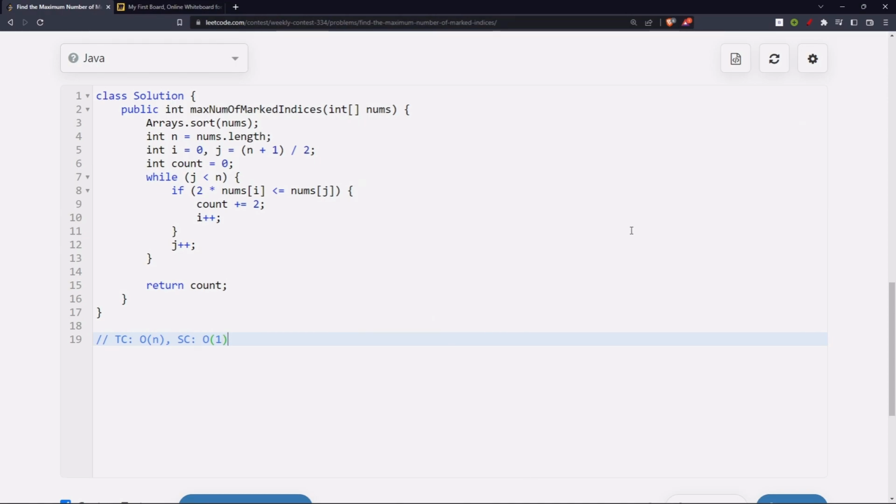So the main idea behind this approach is we are trying to form as many pairs as possible between the first half and the second half.